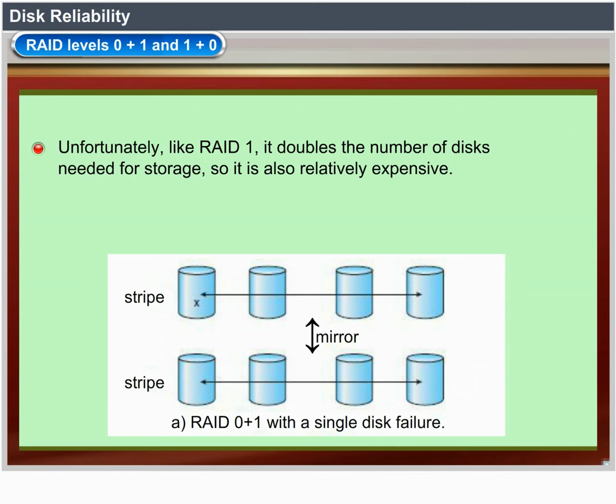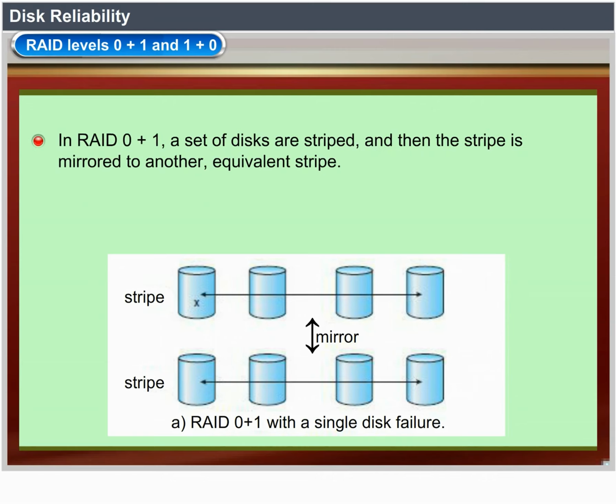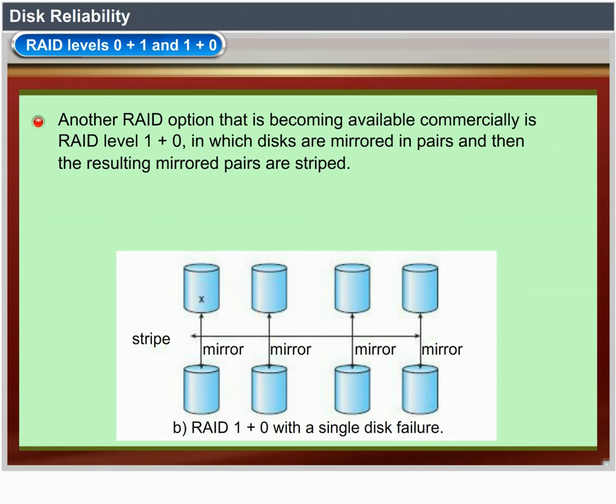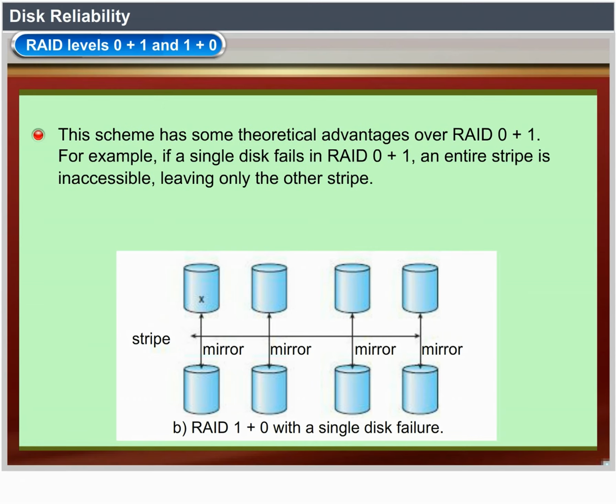In RAID 0+1, a set of disks are striped, and then the stripe is mirrored to another equivalent stripe. Another RAID option that is becoming available commercially is RAID level 1+0, in which disks are mirrored in pairs and then the resulting mirrored pairs are striped. This scheme has some theoretical advantages over RAID 0+1.